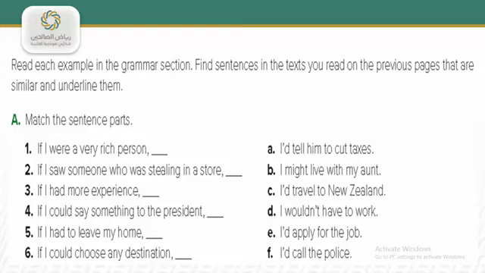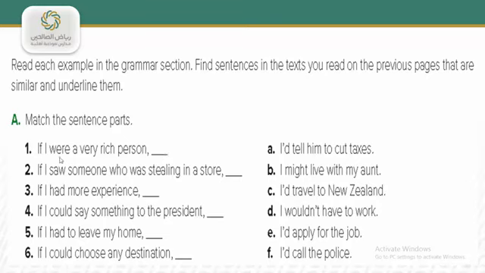Next, the practices related to these grammar rules we studied, if and wish. We solve the questions on page 22. Practice A: match the sentence parts. Match the parts of the sentences to complete them correctly. You are going to read these sentences on your own and complete them.